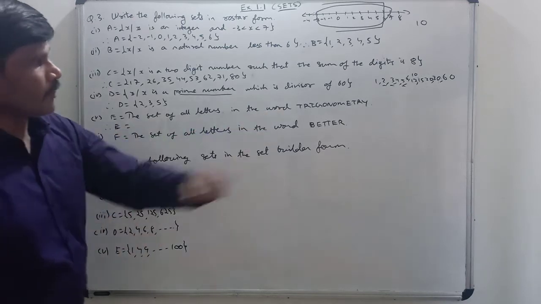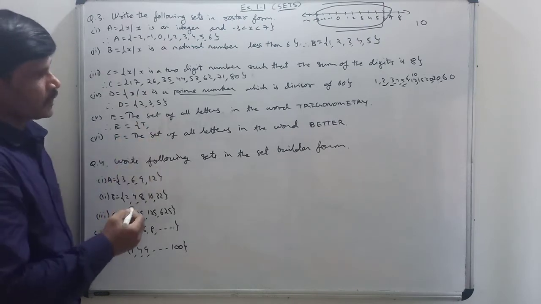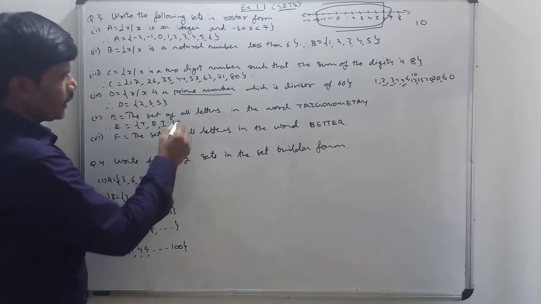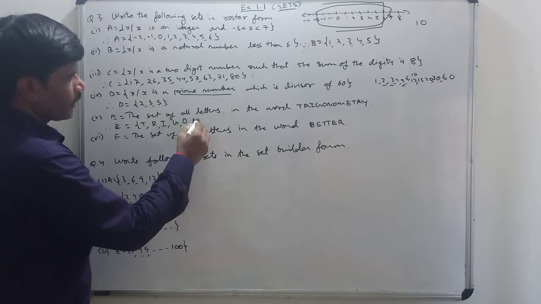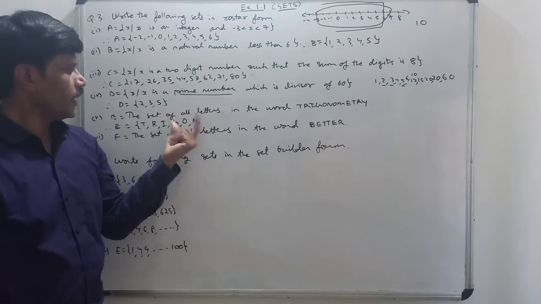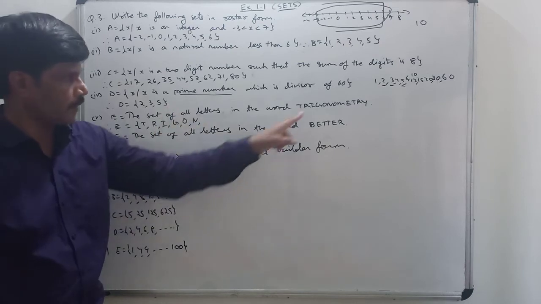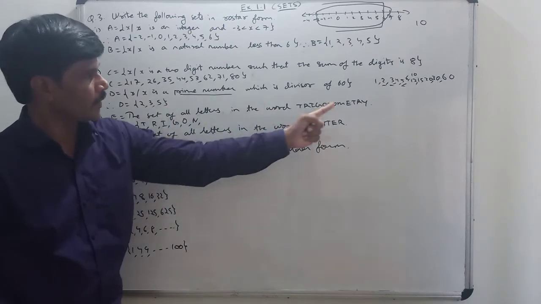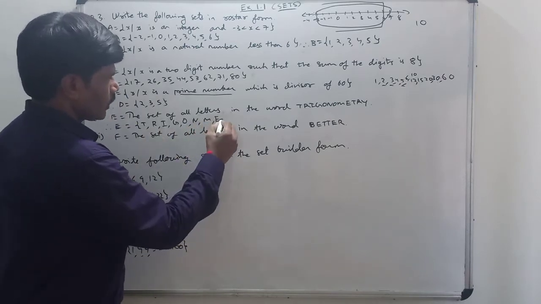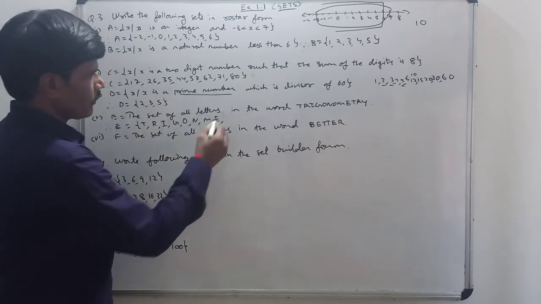Now next, the set of all letters in the word trigonometry. What are the letters used here? First letter is T, then R, then I, then G, then O, then N. Now again O: in a set, one property is that an element should not be repeated. O has already occurred here, so we don't have to write O again. Then M, then E, which is not used earlier. Then T is already used, will not write. Then R is already used. Then Y.